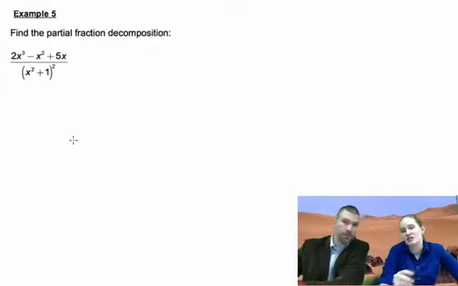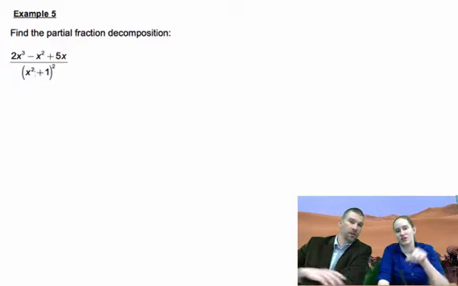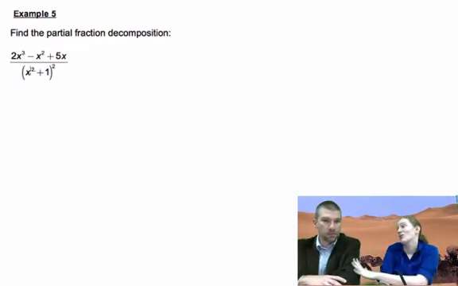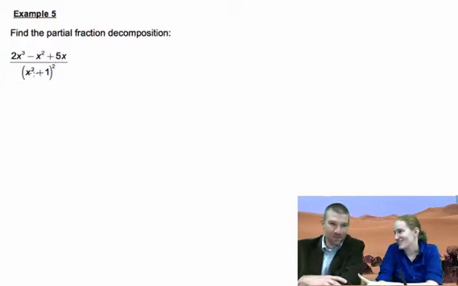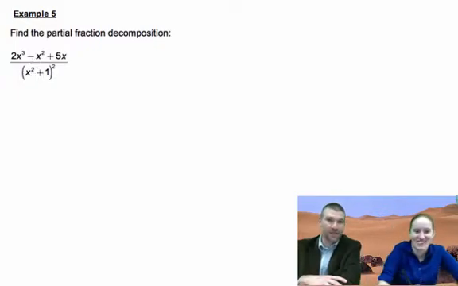Step 1, check to see if we need to do long division. This could be tricky on this one because this is x cubed on top, and on the bottom just x squared times x squared is x to the 4th. Which I knew that. I was just tricking you guys.